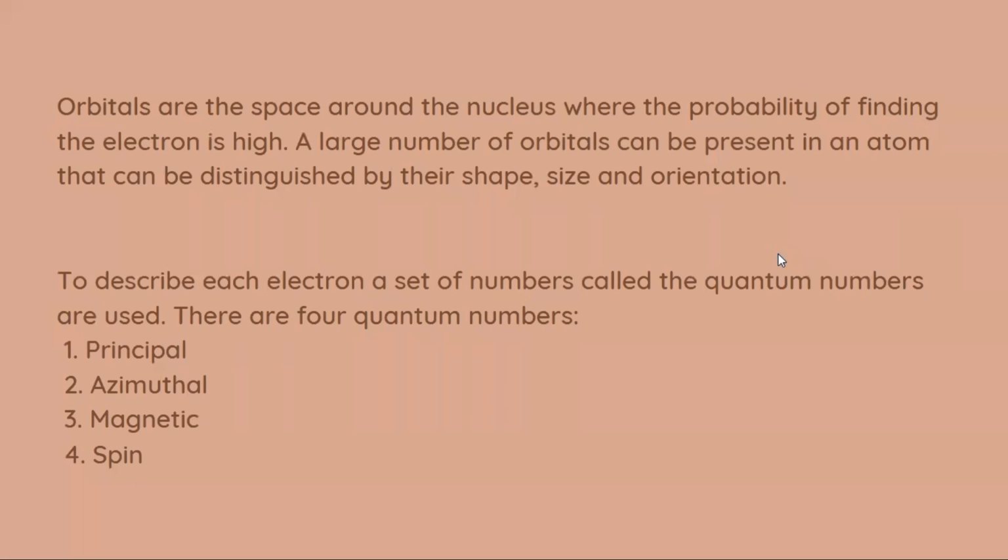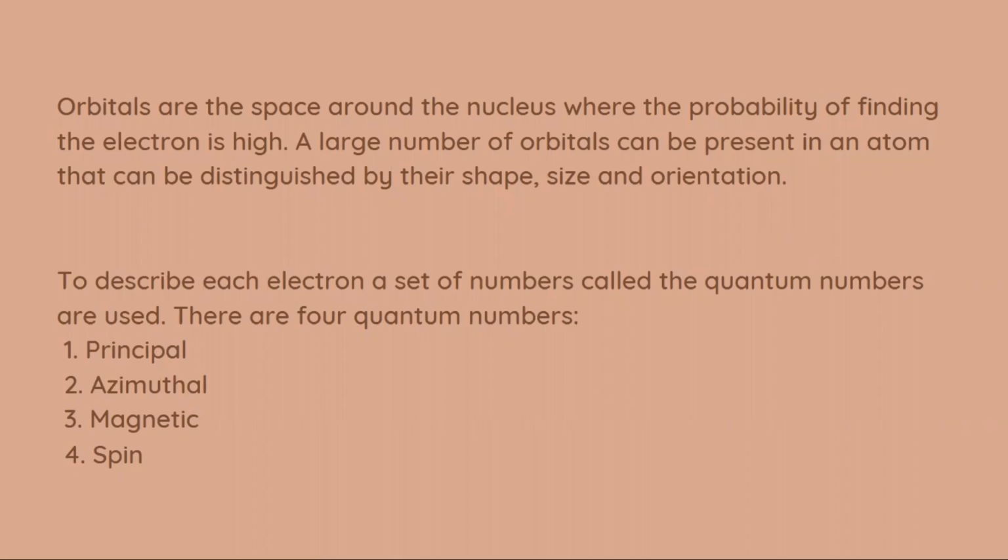So, first of all, the basic difference between Bohr's model and the quantum mechanical model was the fact that we refer to the location or the space around the nucleus with the maximum probability of finding the electron as orbitals. Whereas, according to Bohr, these electrons travel in a fixed path called orbits. There are a lot of possible orbitals, and they are different in terms of their shape, size, and orientation.